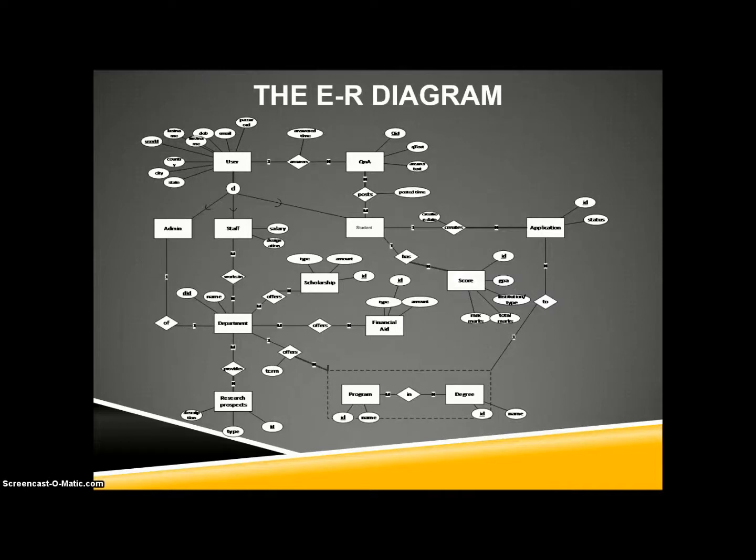Each department also offers research prospects in various fields to prospective students and has attributes, unique ID, description, and type. Here the unique ID is the primary key for the research prospects. Each department can provide research prospects in various fields. In the same way, a research prospect can be provided by various departments. So the multiplicity between department and research prospects is m:n. Now, the rest of the ER diagram will be explained by my teammate.